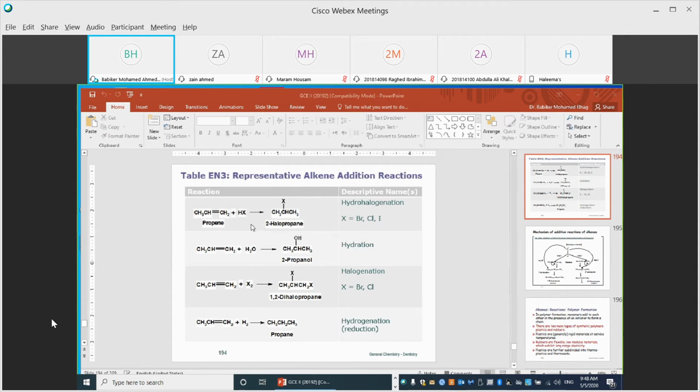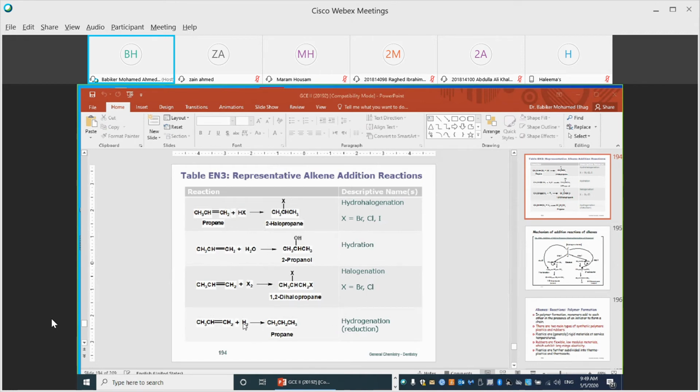Alkenes undergo addition reactions. Then again, alkenes plus water will add, hydrogen with hydroxyl. This is hydration. The first reaction is hydrohalogenation. Hydro from hydrogen, halogenation from halogen. Second reaction is hydration, addition of water. Then we can have two atoms of a halogen molecule adding, XX, as you can see here. And this is a halogenation reaction.